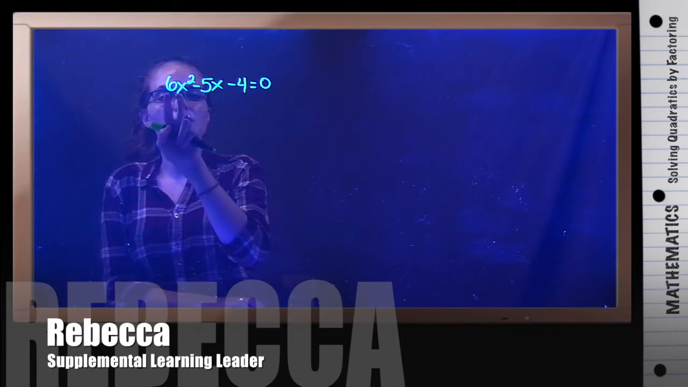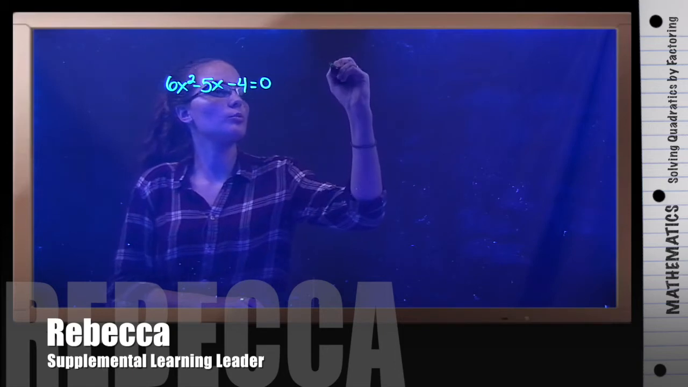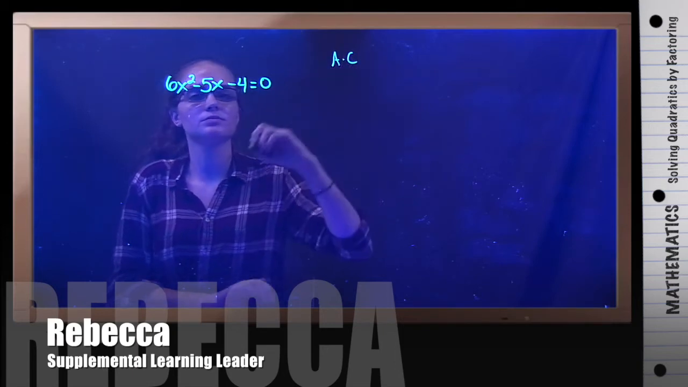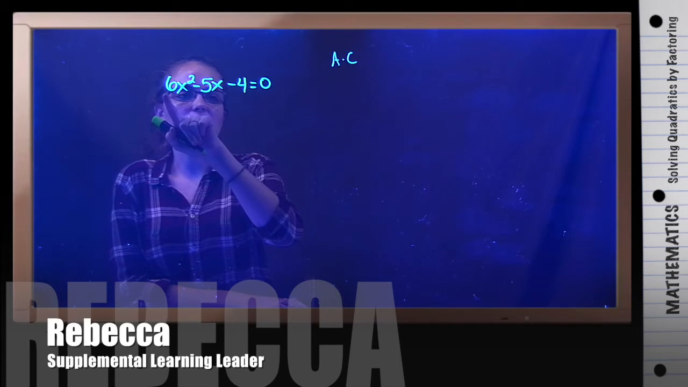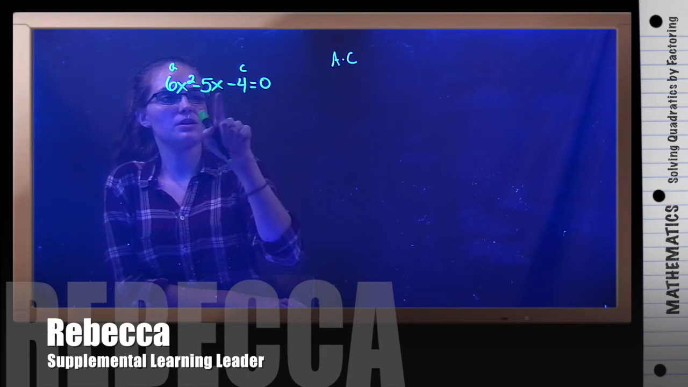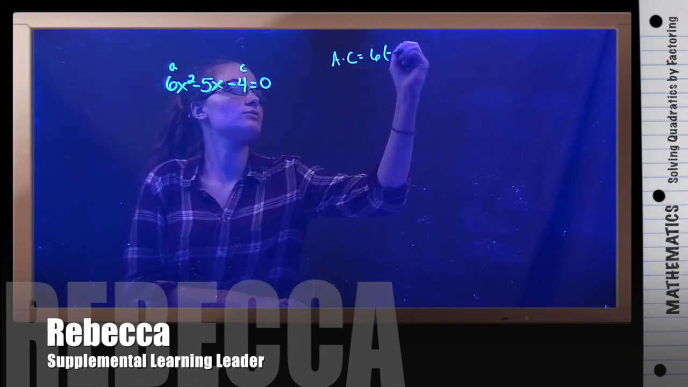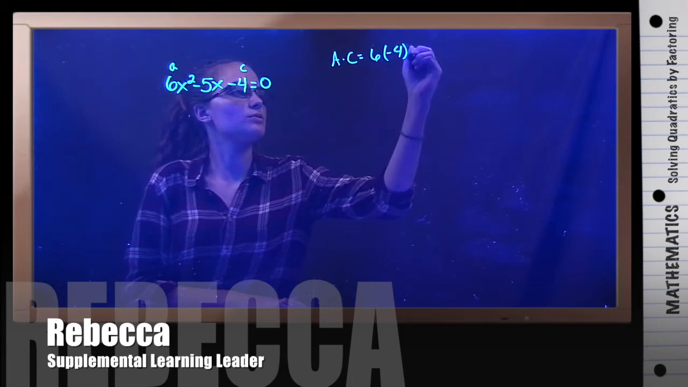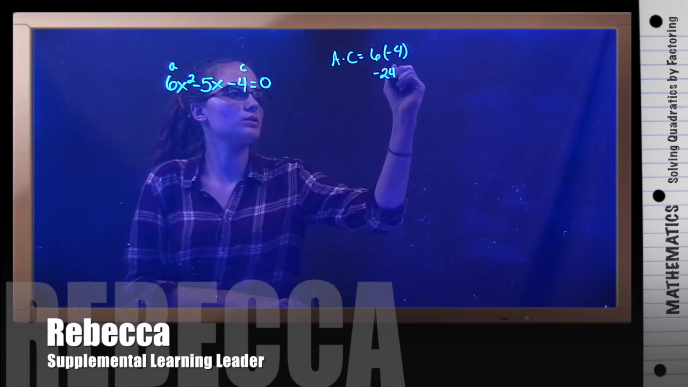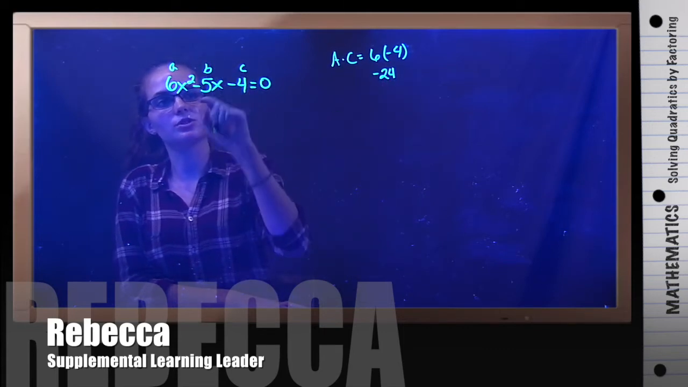So the other thing I'm looking at is that this is a trinomial, and the coefficient in front of the x squared is 6. So this is a non-standard trinomial, so I'm going to be using the AC method to solve. And in the AC method, you multiply A times C. A, B, and C. So your A is 6, and your C is negative 4. 6 times negative 4 is negative 24. And now I look for multiples of negative 24 that give me my B, my middle term, which is negative 5.